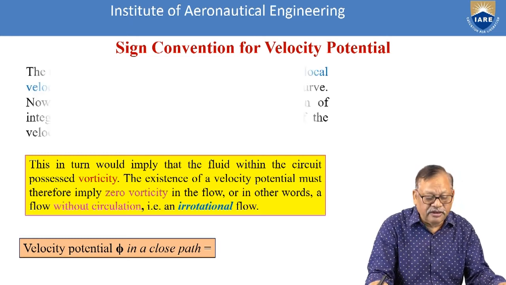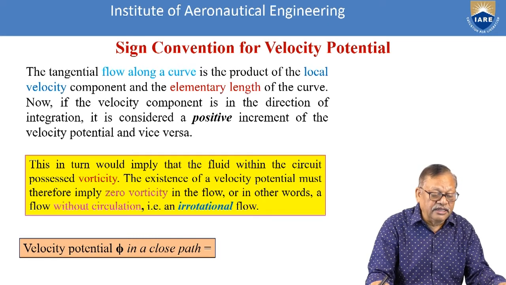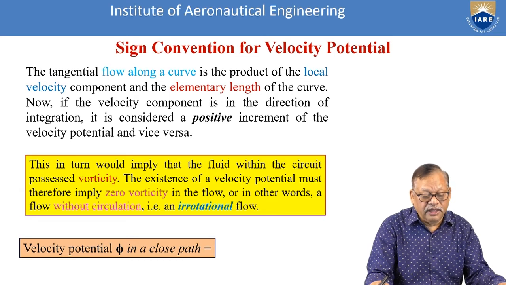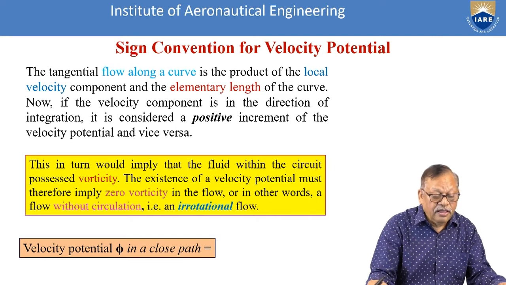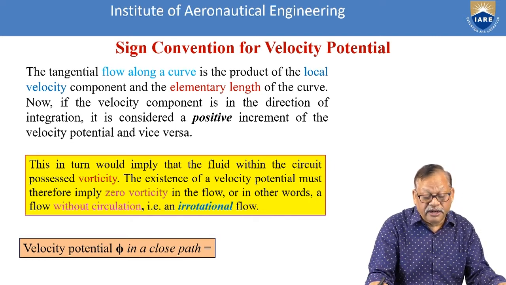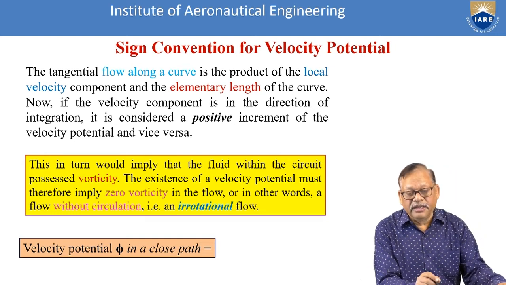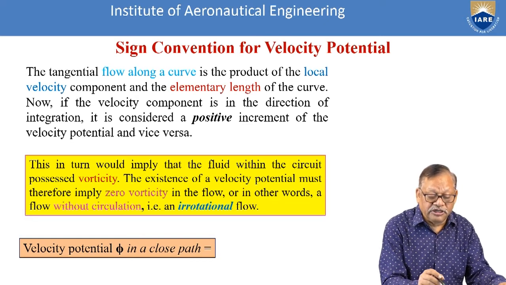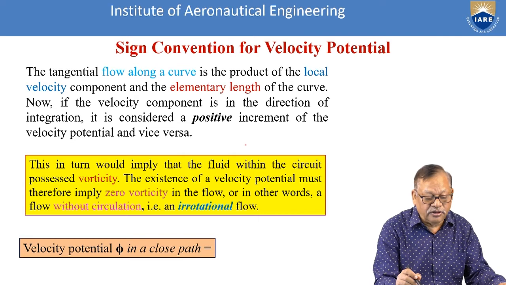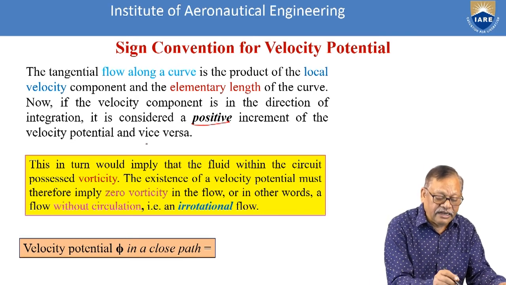But in this case, what sign convention will we have for velocity potential? The tangential flow along a curve is the product of the local velocity component and the elementary length of the curve. If the velocity component is in the direction of integration, it is considered positive. Else it is negative.